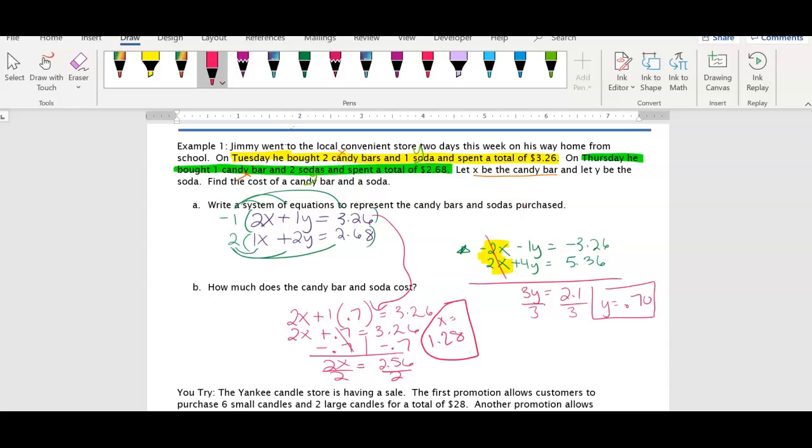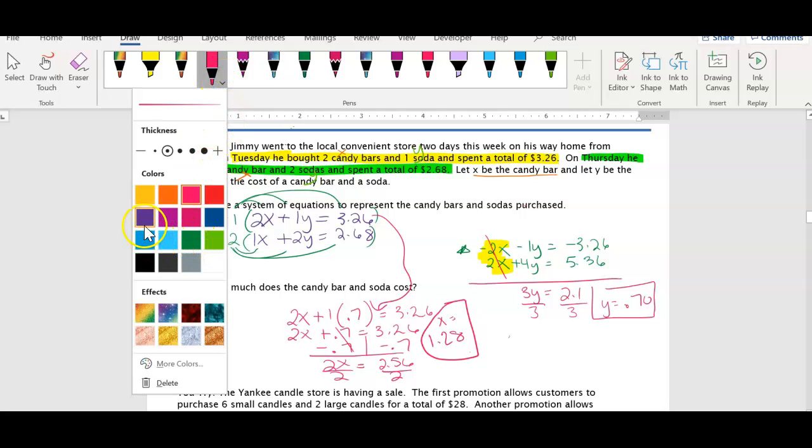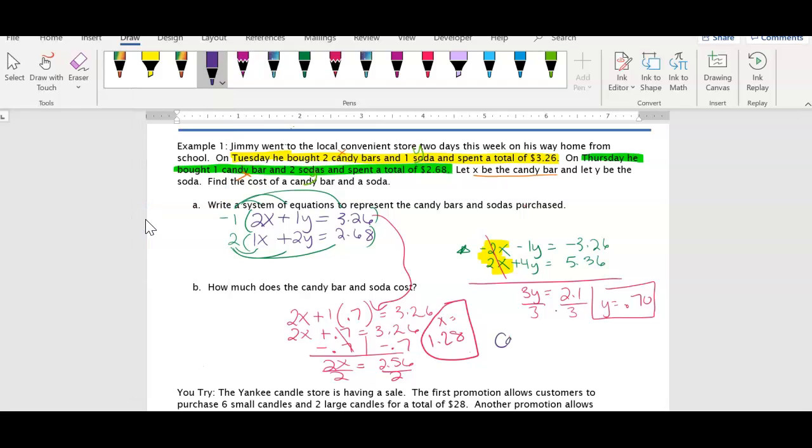So the final answer, since it's a word problem, is the cost of the x value, the candy bar, equals $1.28. And then the soda is the y value, and that equals 70 cents. So that would be how you'd write your final answer. We have just one more problem to do, and then we'll be done with this lesson.